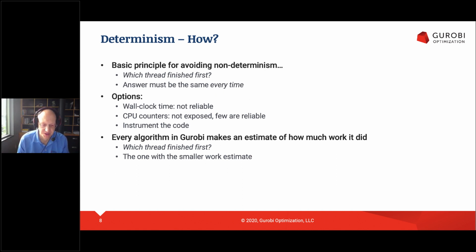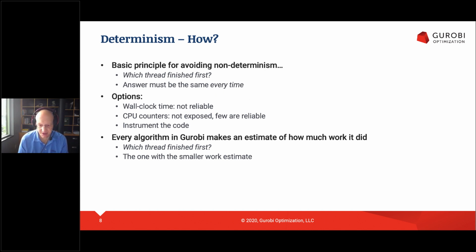On most CPUs there are CPU counters. So they're counters that allow you to determine how many cache misses there were, how many instructions were executed, that sort of thing. And these could, in theory, be used to determine which thread finished first, but there are some issues with these. Most of them don't actually produce the same results every time. In a lot of cases, you need elevated privileges to access these, and so these don't turn out to be a very promising avenue for getting deterministic results.